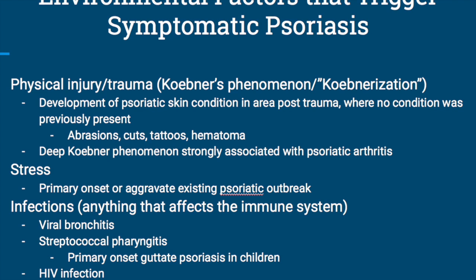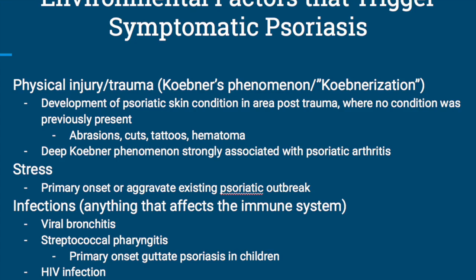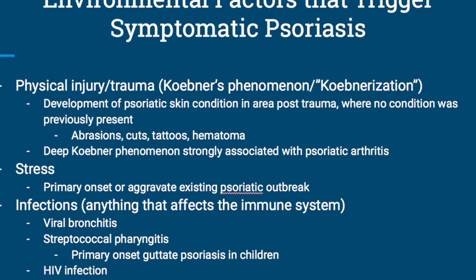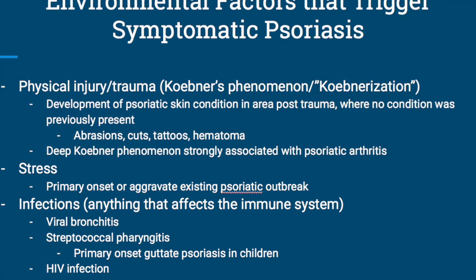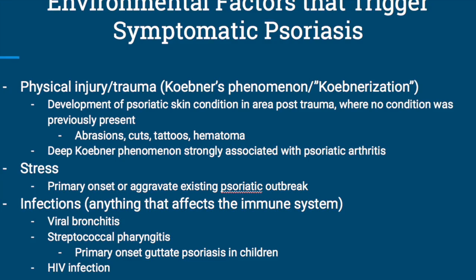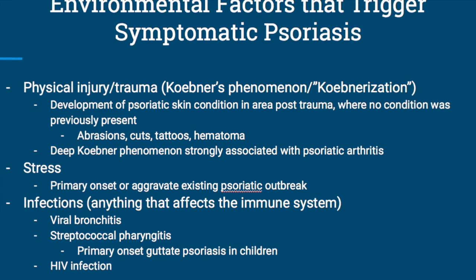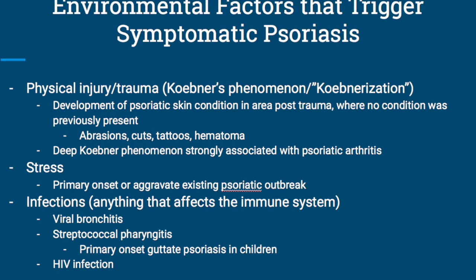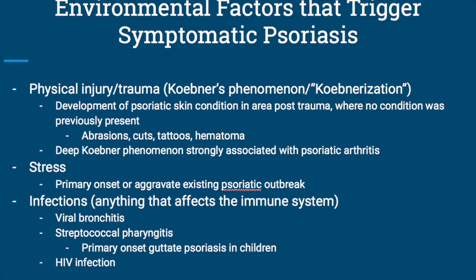So environmental factors tend to trigger psoriasis to become symptomatic in individuals who are genetically predisposed. Some of these can include physical injury or Koebnerization, Koebner's phenomenon. You can call it any of those things, really. And this is the development of a psoriatic outbreak in response to an abrasion, cut, tattoo, or hematoma. Deep Koebner phenomenon is also strongly associated with psoriatic arthritis.